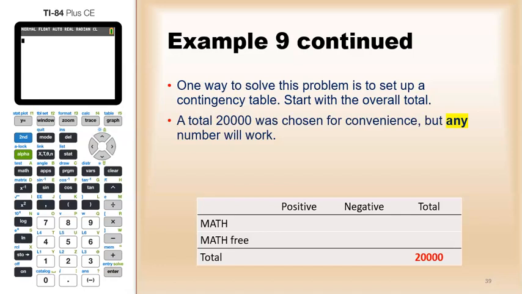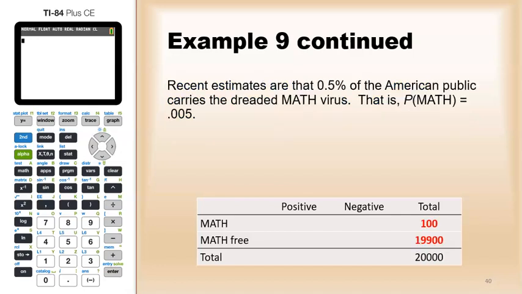Oftentimes, you might just start with the number 1. That way, anything you see in the table would be more of a percent. But I'll pick 20,000. Again, I just chose it because it makes the numbers come out nicely. Any number works. Now let's start with this first point. Recent estimates are that 0.5% of the American public carries this virus. That is, the probability that they have the virus is 0.005.